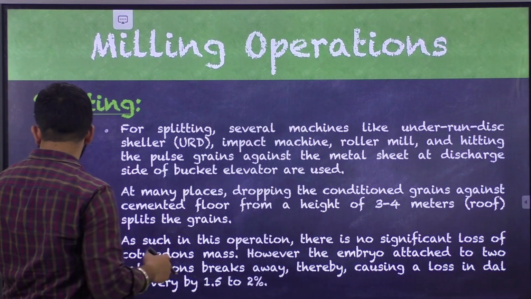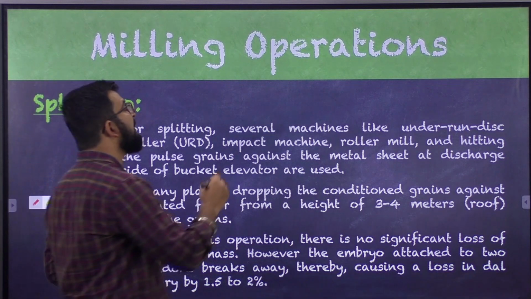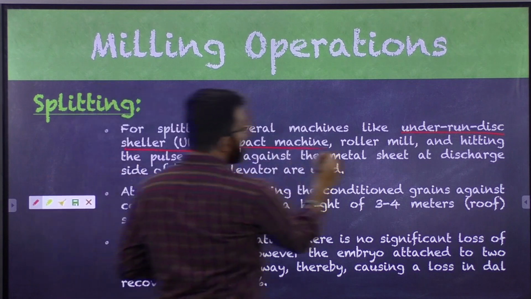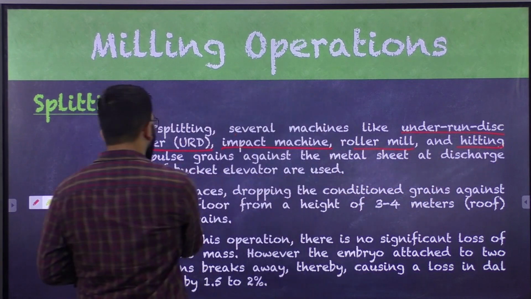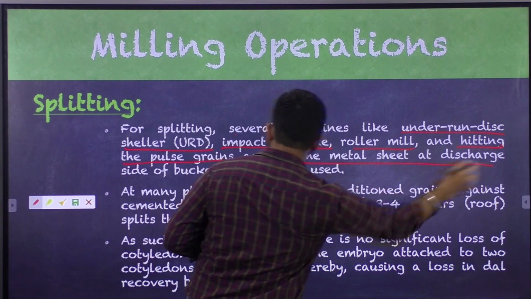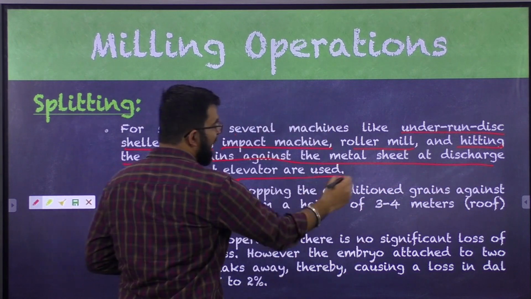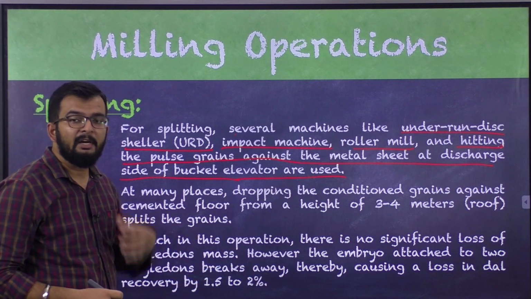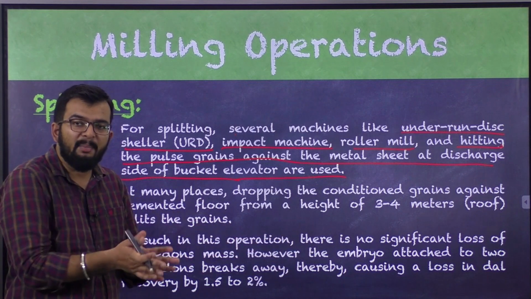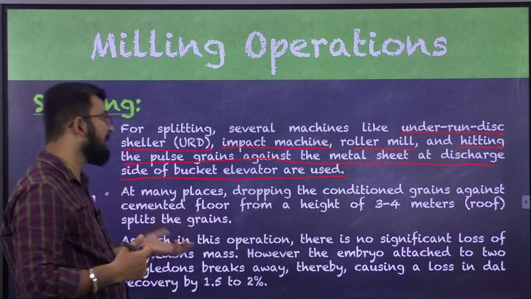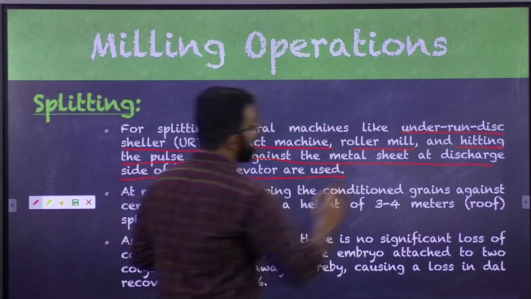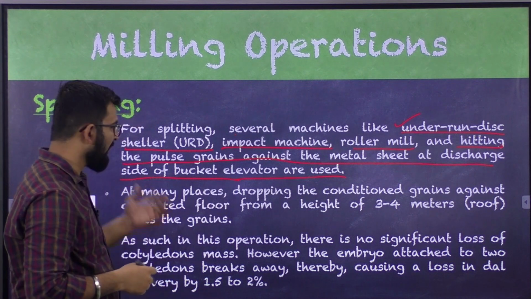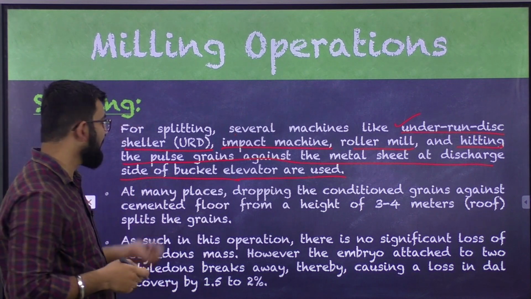Okay, so now what will happen? We'll go for splitting. Splitting can be done through several machines like the under run disc sheller, impact machine, roller mill, or by hitting the pulse grains against a metal sheet at the discharge side of a bucket elevator. That is, through a bucket elevator, there is a discharge side, right? Those grains are hit against a metal sheet, so that impact will cause the splitting of the cotyledons. Or there are other machines for this purpose also: the under run disc sheller, impact machine, and roller mill. So these are the ways by which you can split the cotyledons.